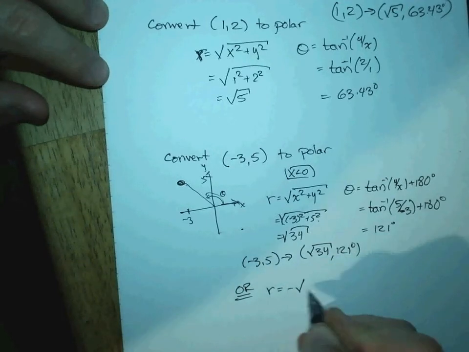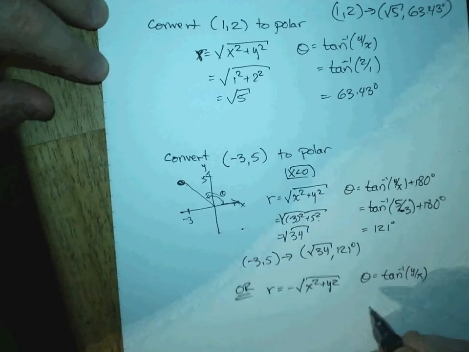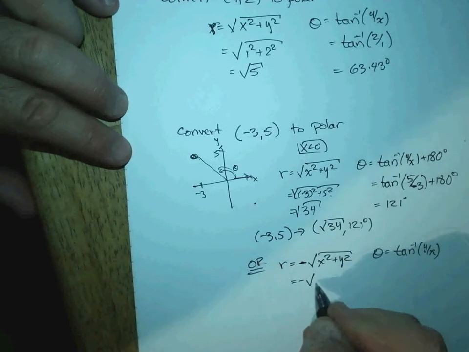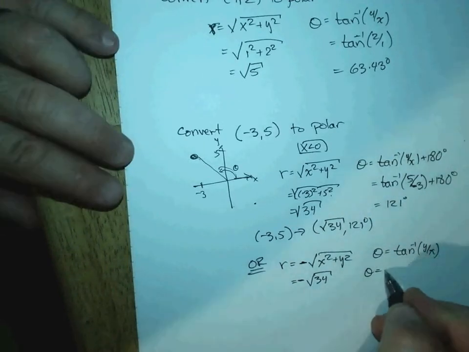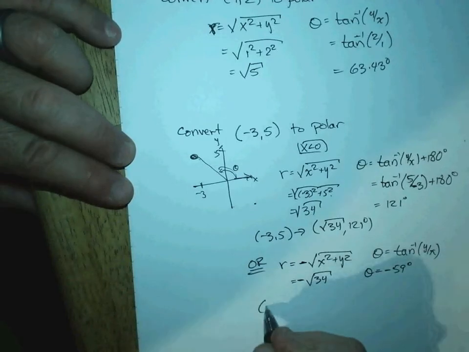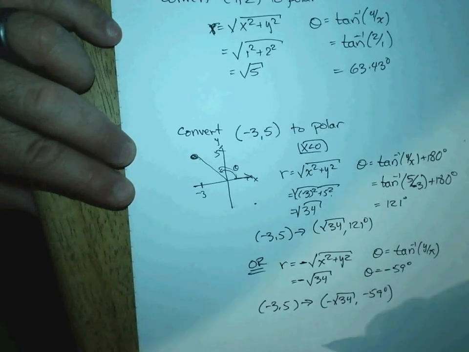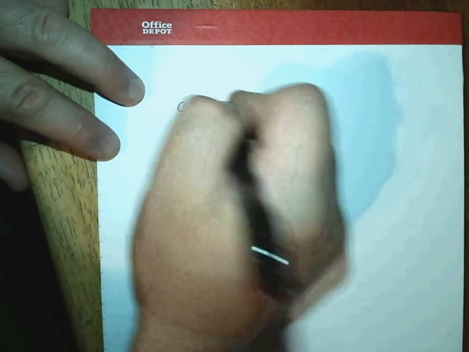Okay? Or, remember, there was a second way you could think about this. You could let r be the negative of the square root of x squared plus y squared, and let theta just be the inverse tangent of y over x, and not correct the angle, but instead correct the radius, or the distance from the origin. So of course, the only difference there, you'd have a negative, and your theta here, remember what that was, negative 59 degrees. Okay? So you could say the point negative 3, 5 is the point negative square root of 34, negative 59 degrees. Okay? Alright, so that's it for converting the points. Now, let's take a look at the idea of converting equations, which is very similar, really not any more difficult.